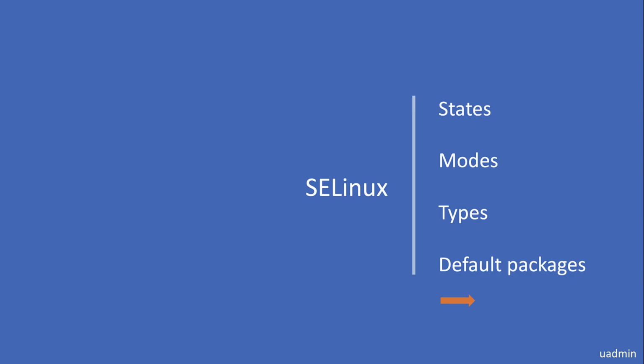And in the next module, we'll have a look at the states SELinux can be in and what modes there are, as well as the possibility of types. So basically, this is on how you could configure it. And we will see that most packages are installed by default, but some are not.